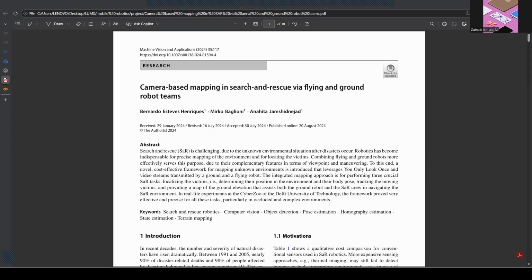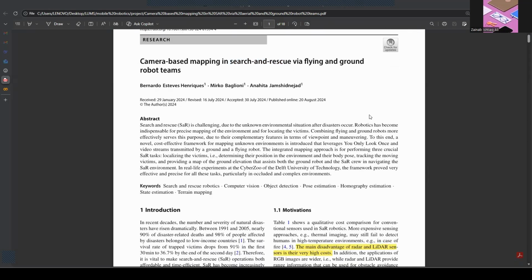Hello, so for my mobile robotics semester project, I have chosen to simulate the following paper, which is camera-based mapping in SAR via flying and ground robot teams. So let me just give an abstract of this paper. We have simulated three different stages that are defined in this paper.